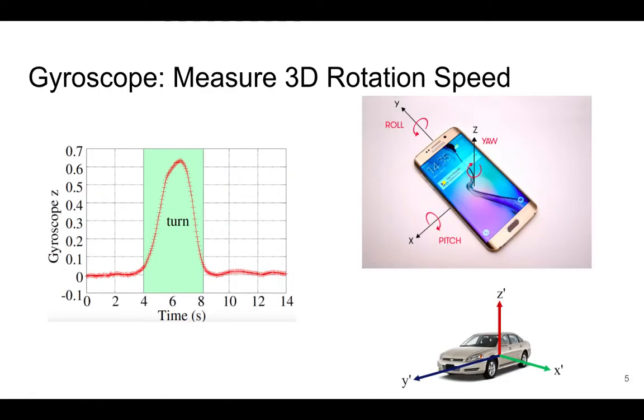The gyroscope is another sensor, which is used to measure 3D rotation speed. Let's look at this example: if the gyroscope z-axis has a value, it means the car is steering or making turns. Using this, we can track turns and lane changing.